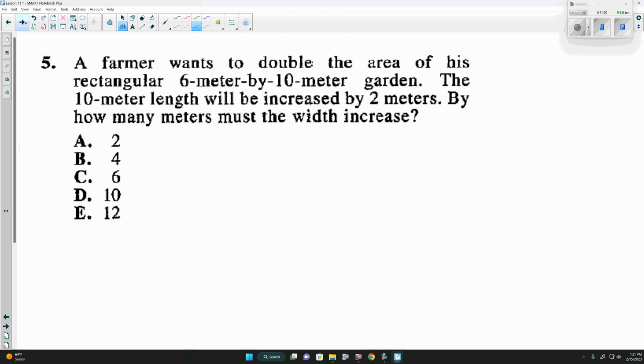A farmer wants to double the area of his rectangular garden. His rectangular 6 by 10 meter garden. The 10 meter length will be increased by 2 meters. By how many meters must the width be increased?